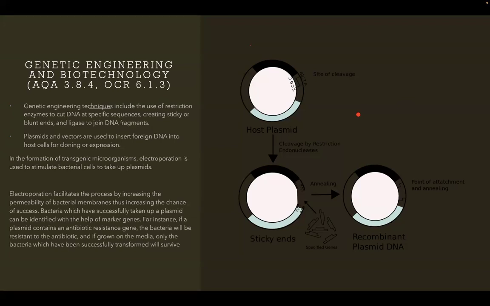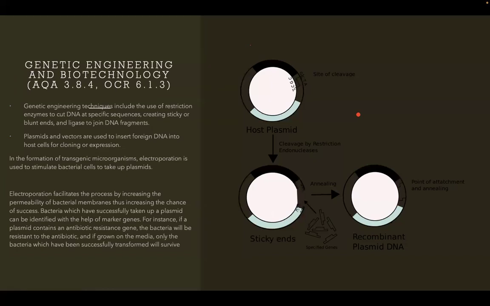But the thing you need to know about this, though, is that with these bacteria, if a plasmid contains an antibiotic resistance gene, say, for example, you've put insulin in it, but you haven't realized that it also contains an antibiotic resistance gene, obviously, that's not good. That's not what we want.